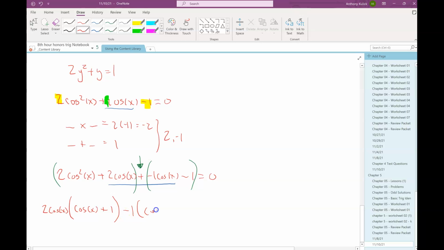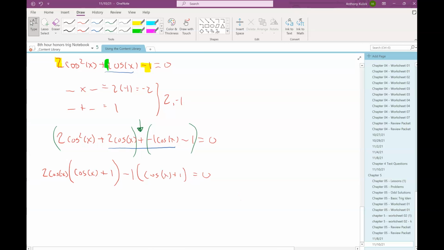-1, which leaves me with cosine x plus 1. I notice now that each of these factors has a cosine x plus 1 in it. So if I factor that out, I'm left with 2 cosine x minus 1. So this is coming back to us, this long factoring technique. We learned it last year, or maybe earlier. We did it a lot, or some of us maybe not enough.